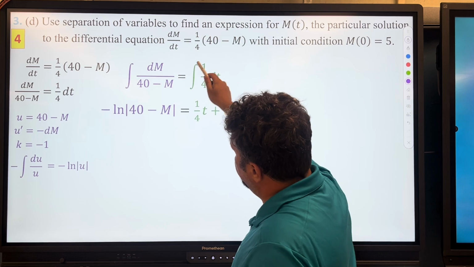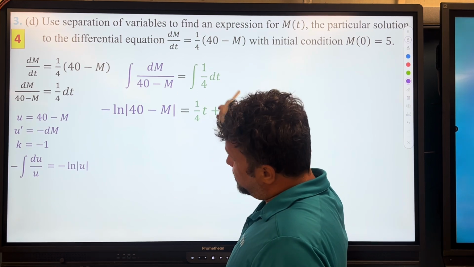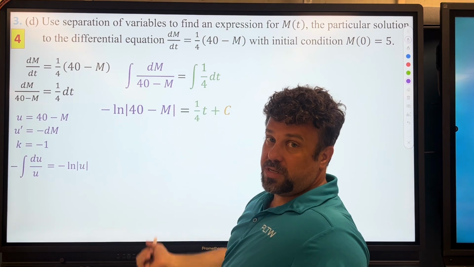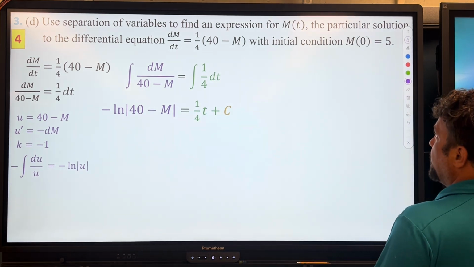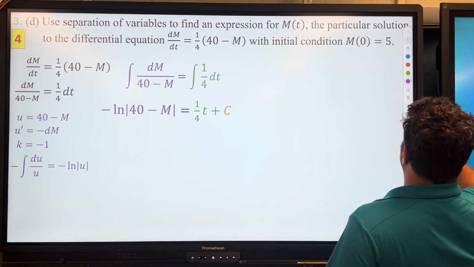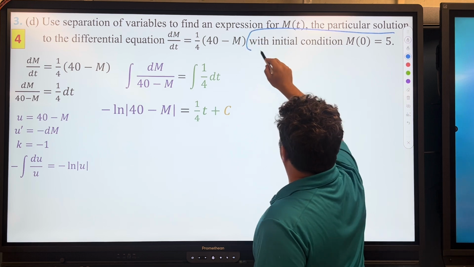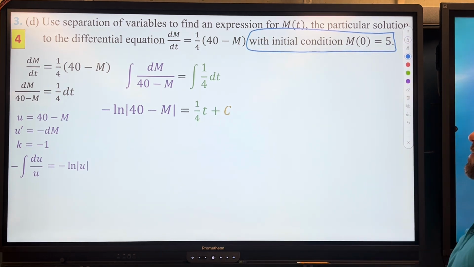Because if this is c1, this is c2. c2 minus c1 is just c3, which is still a constant, and we're still going to solve for it. Now that we got our equation, we're going to use our initial condition. Our initial condition is going to allow us to solve for c.